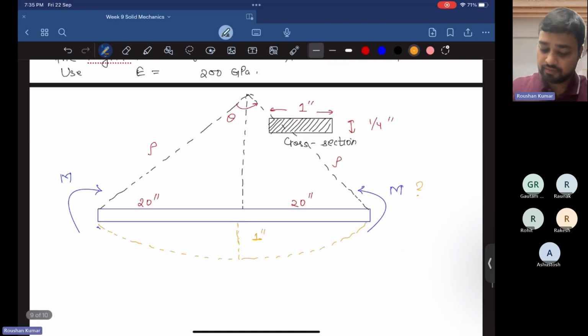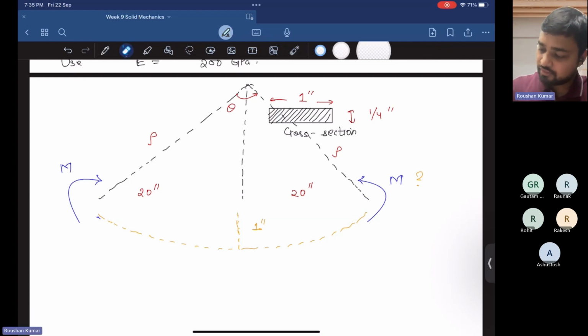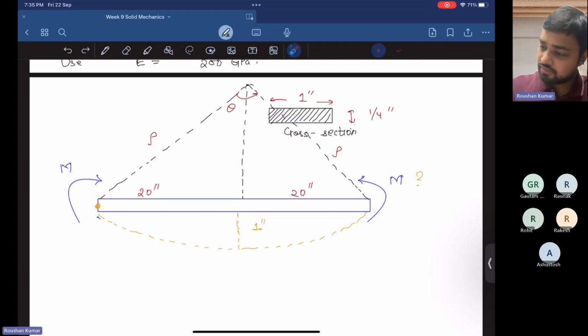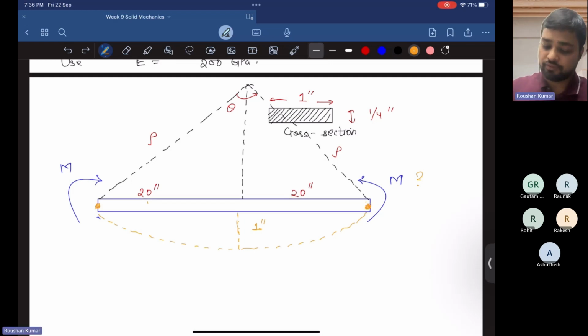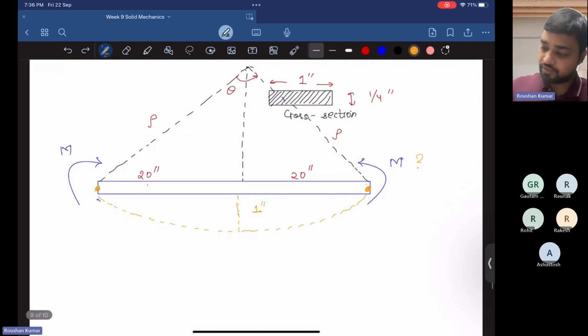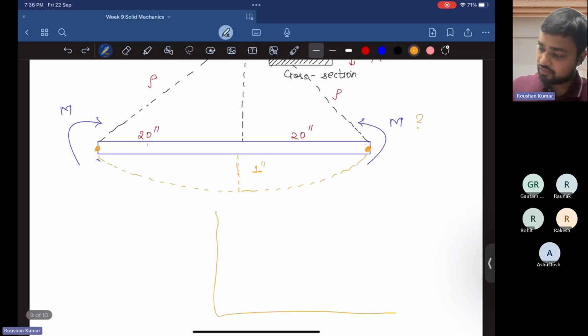So here we assume that these two ends remain here even after the deformation, that is after the bending happens. So we are just using the geometry condition.